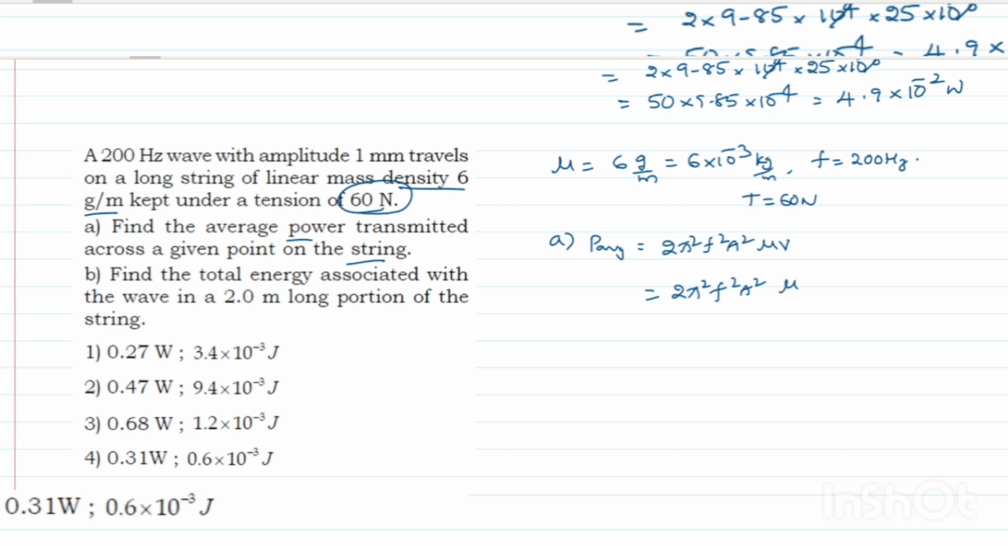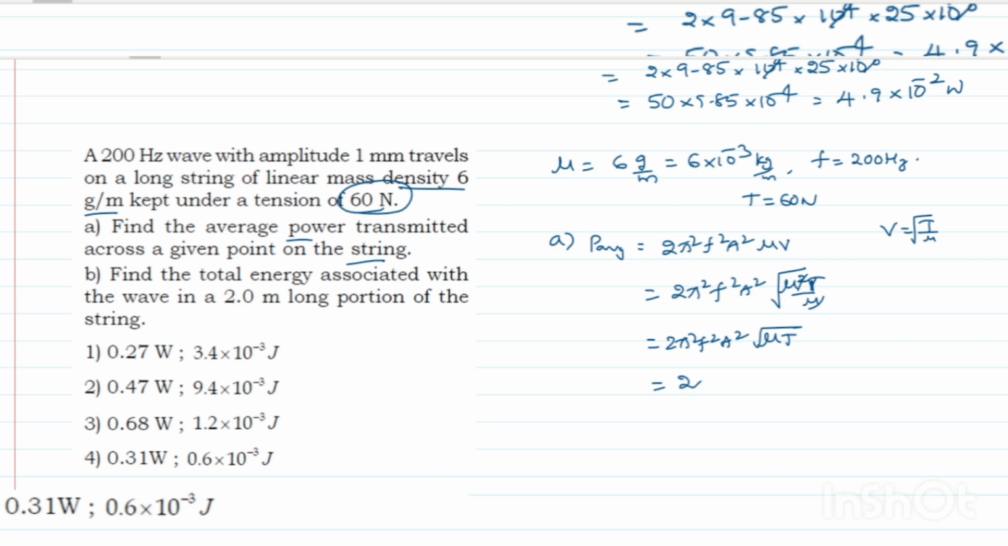So mu into velocity, here velocity is nothing but root over T by mu. If you take this mu inside the root, it becomes mu square into T by mu, so one mu gets cancelled, students. Here you can take 2 pi square f square a square into root over mu into T.